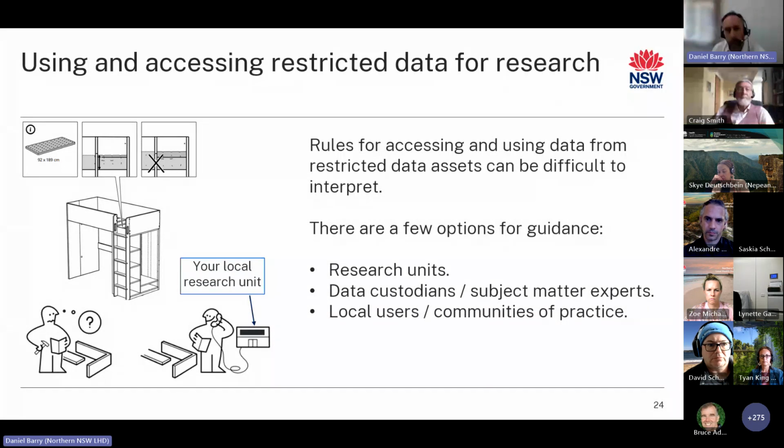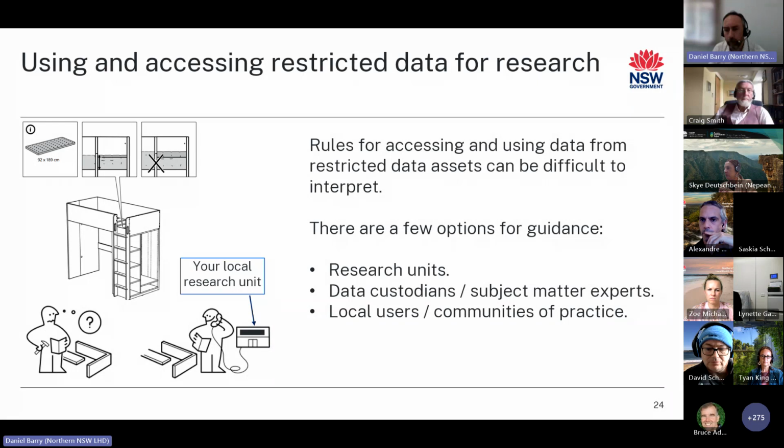So, using and accessing restricted data for research, and I'll shift over to Alex fairly shortly to look at this in a little bit more depth. We're all fairly familiar with instructions that are challenging to interpret, and the legislation and policy governing the access and use of restricted data assets can be fairly difficult to unpick. However, most health services will have a dedicated research unit who will be able to provide advice on that.